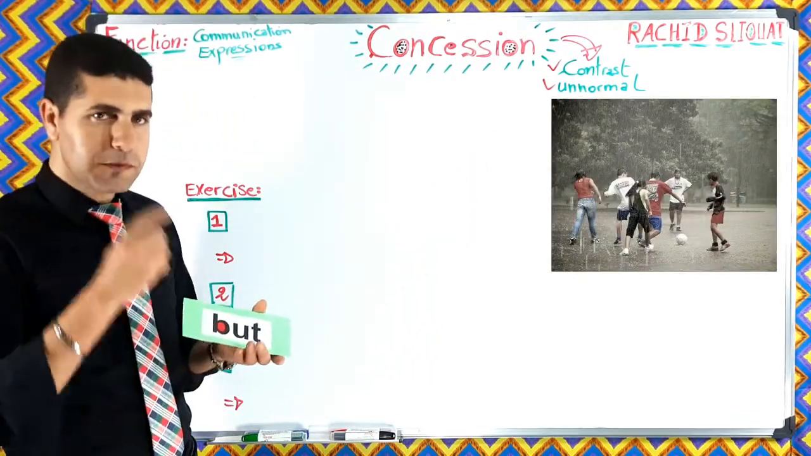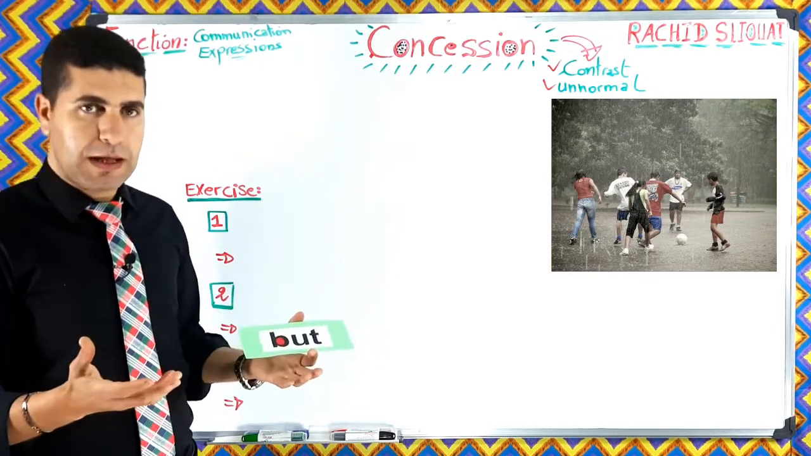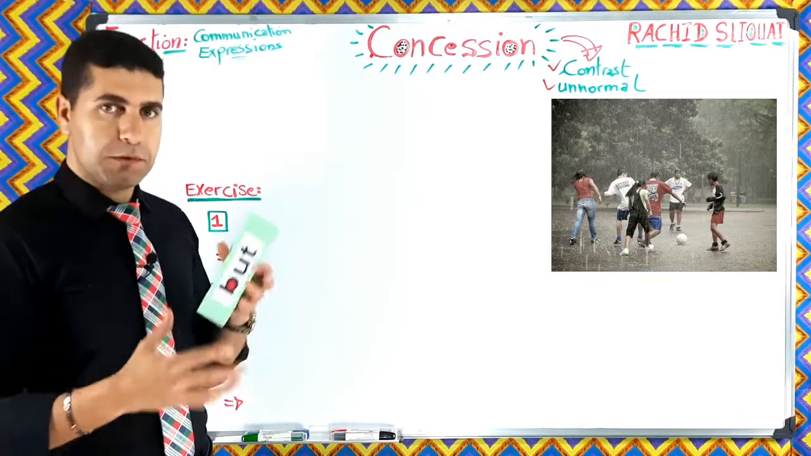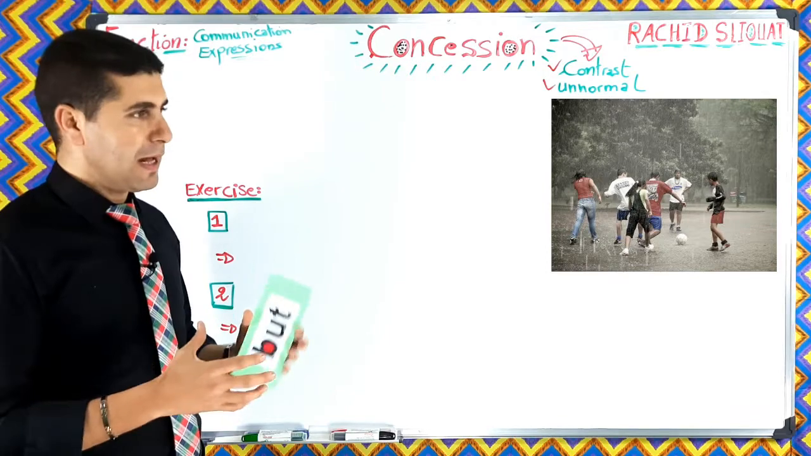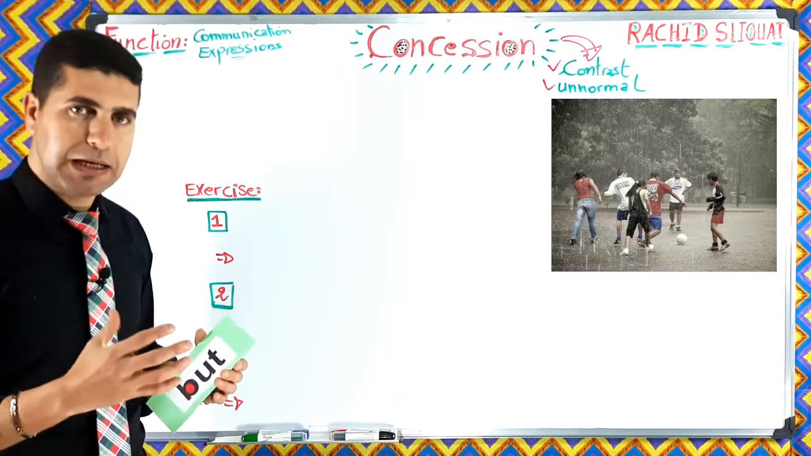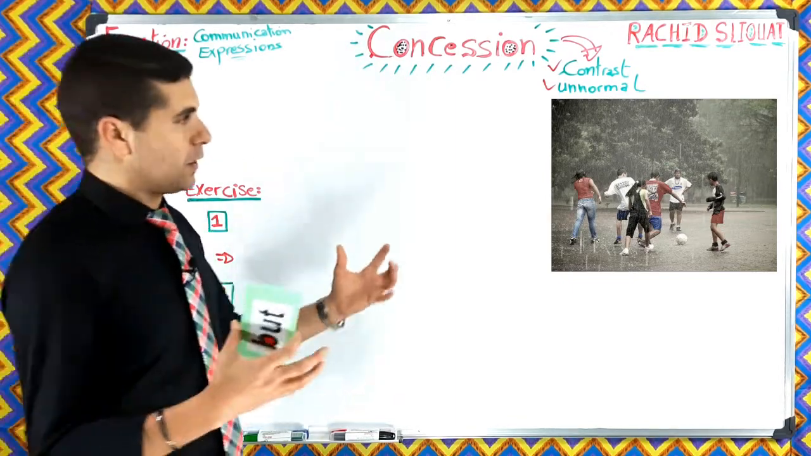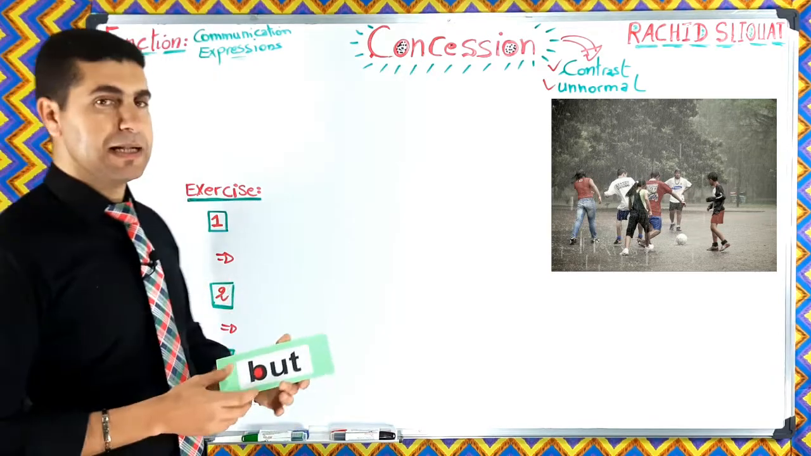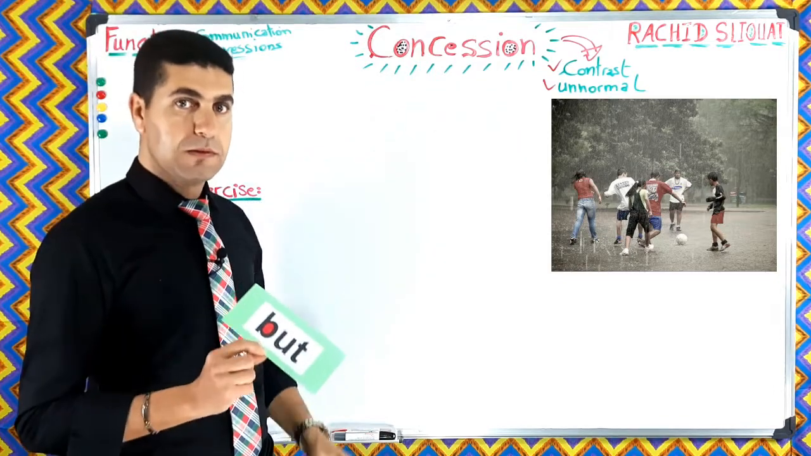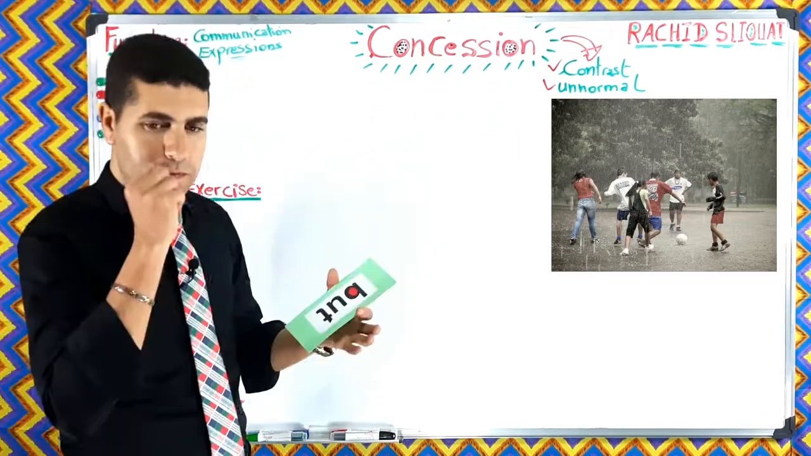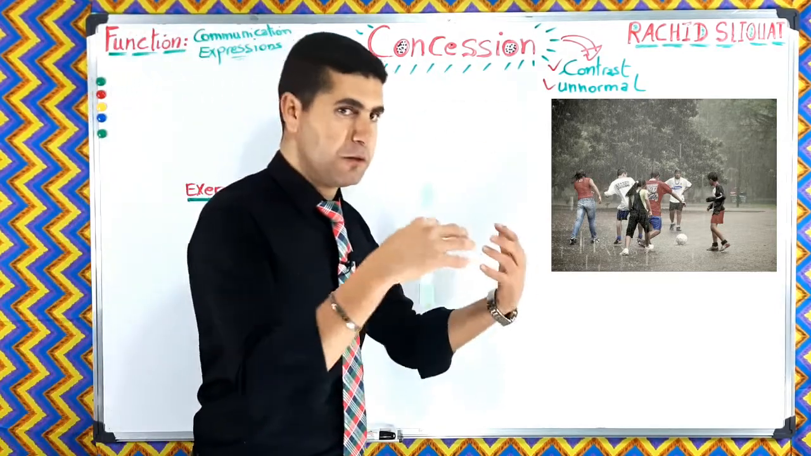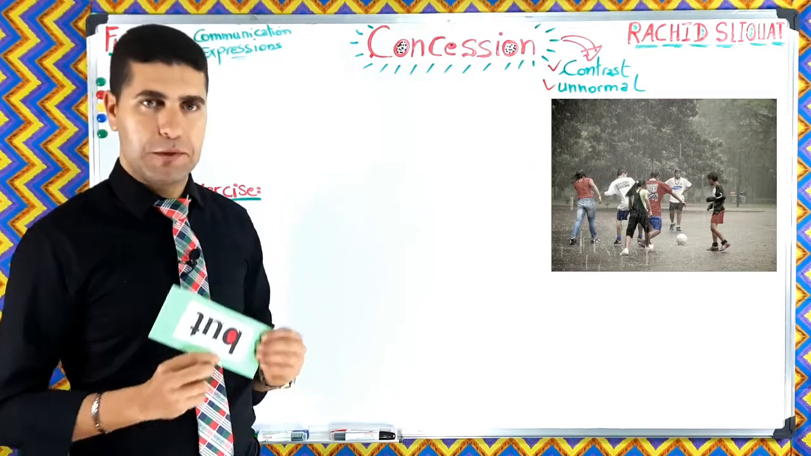To understand concession or contrast better, let's look at this picture. At first glance, you notice that there is something abnormal going on. We have boys playing football, playing soccer, and it is raining. This is abnormal because normally it is better to play football when the weather is good, not when it is raining like that. So we can say, for example, it is raining, but the boys are playing soccer. Here we have contrast between these two situations.